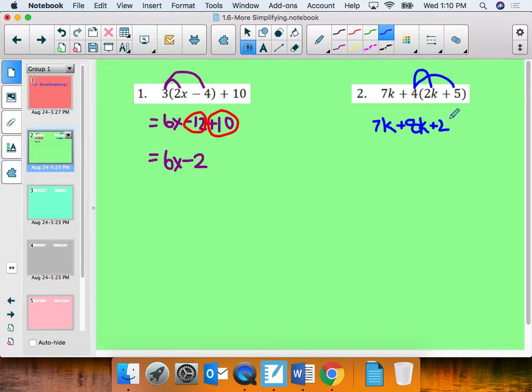So now as we look at what we have here, hopefully you notice that some of these are like terms. This time we have like terms here in 7k and positive 8k. So when we combine those together, 7k plus 8k is going to give us 15k. And then we will have our plus 20, which is not a part of our like terms from the prior step. So this is your answer.